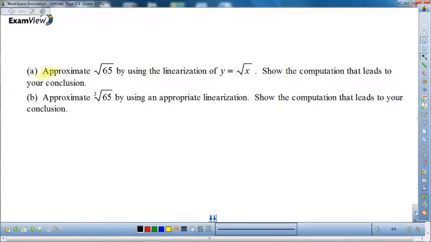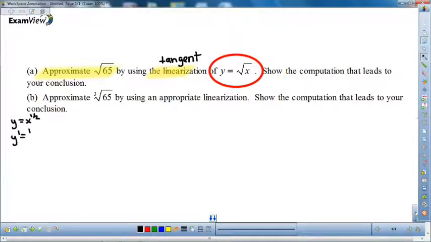We're going to approximate the square root of 65 by using linearization of this function of y equals the square root of x. Linearization is another word for saying the equation of the tangent line. So we're going to find the equation of the tangent line. First thing I'm going to do is find my derivative of x to the 1/2. So the derivative is going to be 1/2 x to the negative 1/2.